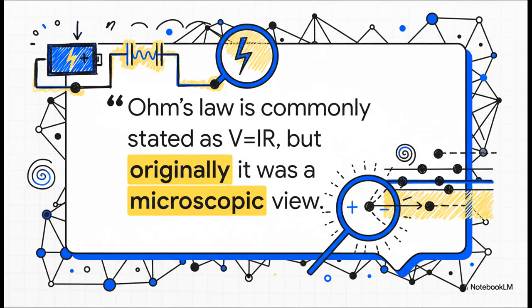And this brings us to a final, really important takeaway. The V equals IR formula that we all know and love is actually a macroscopic, simplified version of the law. Ohm's original, more fundamental insight was microscopic. It relates the current density J to the local electric field E through the material's conductivity sigma. This version connects the bulk property we measure directly to the physics of electrons bumping and drifting through the material. It's a great reminder that the simple circuit laws we use every day are really just the emergent behavior of a much more complex and fascinating microscopic world.